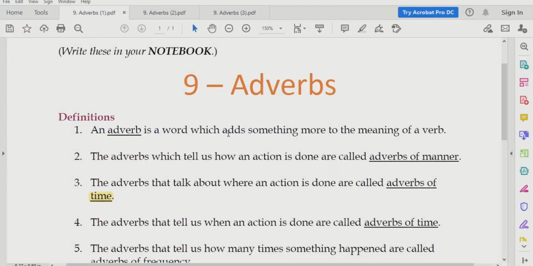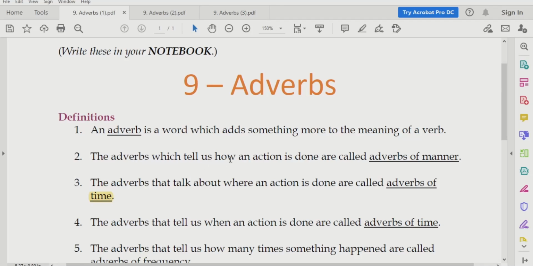An adverb is a word which adds something more to the meaning of a verb, which means if you use a sentence wherein there is a verb or maybe some other words, and if you keep it as simple as possible, we can understand it. But sometimes people want to know something more. So when we add something more, those words are known as adverbs. We'll go to the second definition.